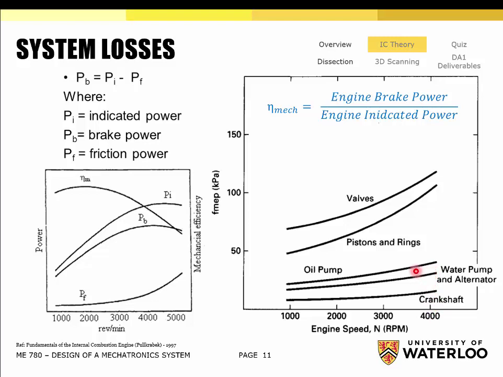The oil pump is what circulates the oil through the engine. That's an even smaller portion because the amount of oil that's in the engine is even less than the amount of water. Okay. The next thing is the mechanical friction from the pistons and the rings.